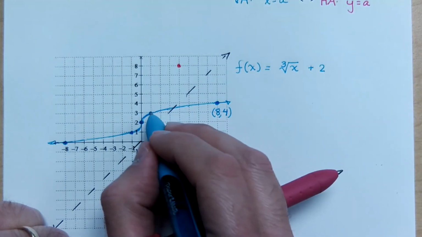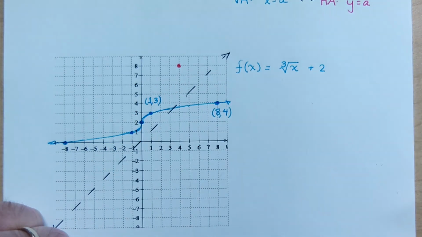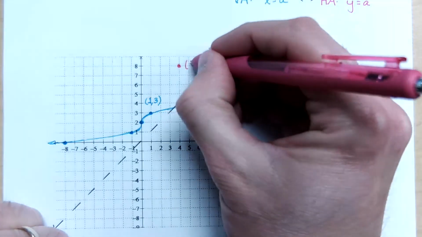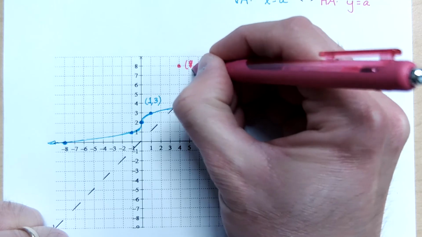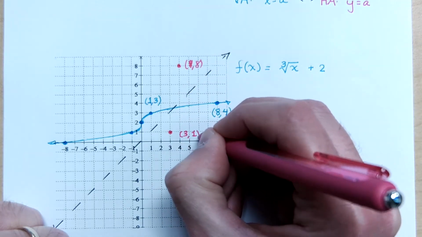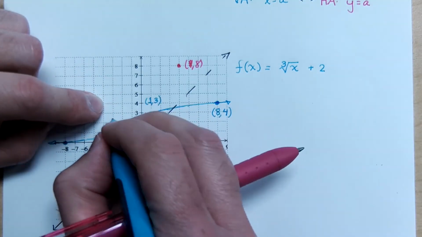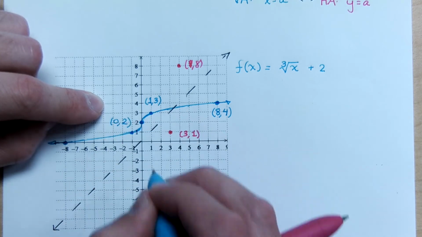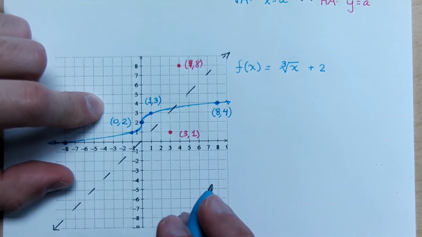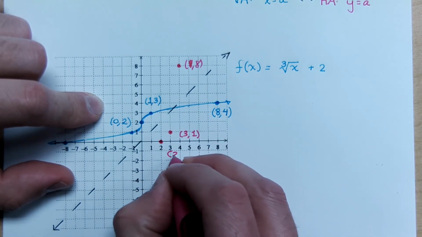I see I have this guy right here, which is the ordered pair 1, 3. So what do you have for the inverse? For the inverse, you would have the ordered pair 3, 1. This main point right here, this is actually a point of inflection, is 0, 2. So where would that point be located on the inverse? 2, 0. Again, you just flip those coordinates around, so you'd have 2, 0.